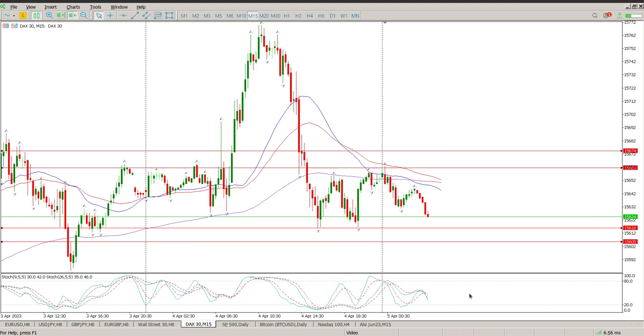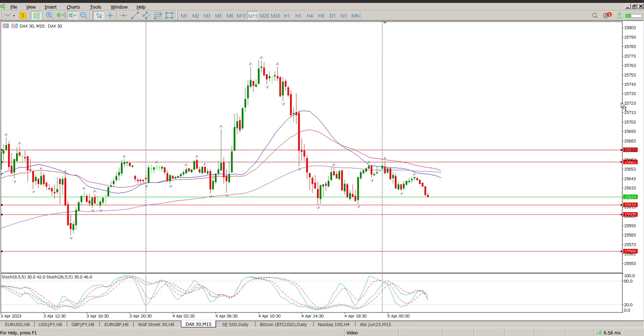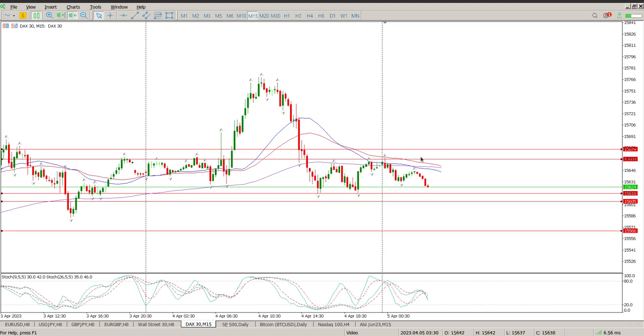Oscillators all over the place. So if you see another rejection of 15661 or alternatively 15674, then you definitely have an opportunity here for a move to the downside as a scalp. But I have a feeling it's just going to form a range here.